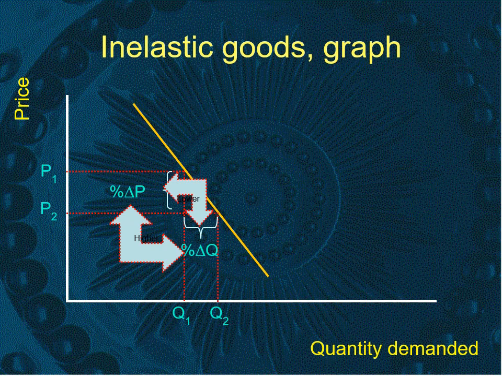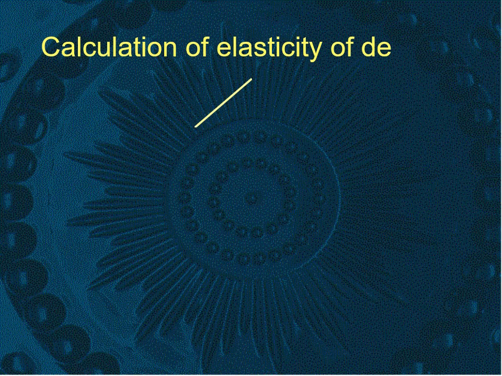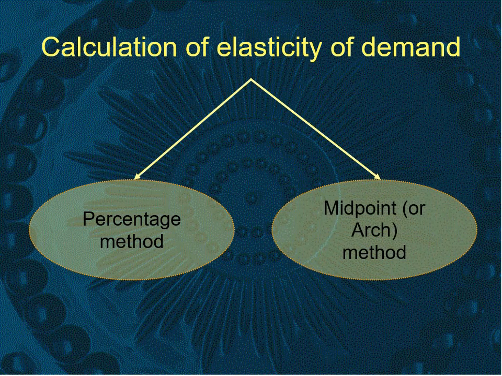Or the percentage of change in quantity is lower than the percentage of change in the price. And this also will give the same result. So this product is inelastic. Calculation of elasticity of demand. There are two methods to calculate price elasticity. The first is the percentage method, and the second is the midpoint or arc method.